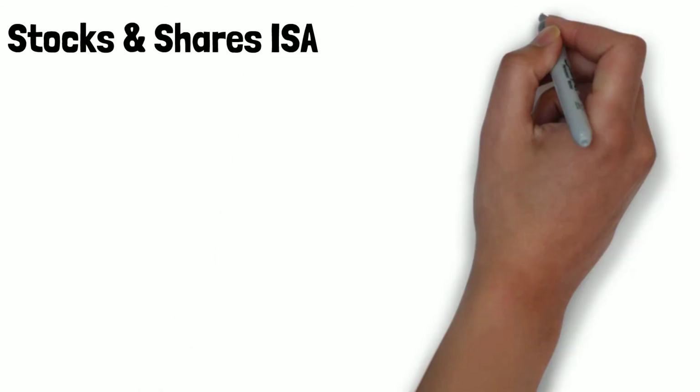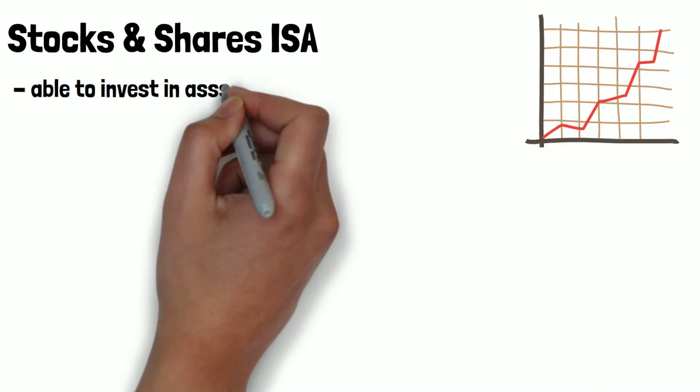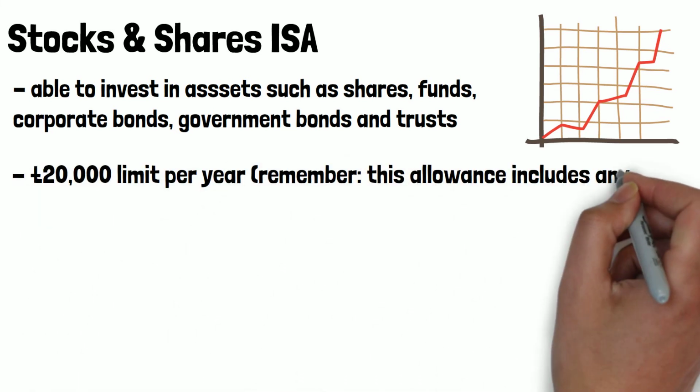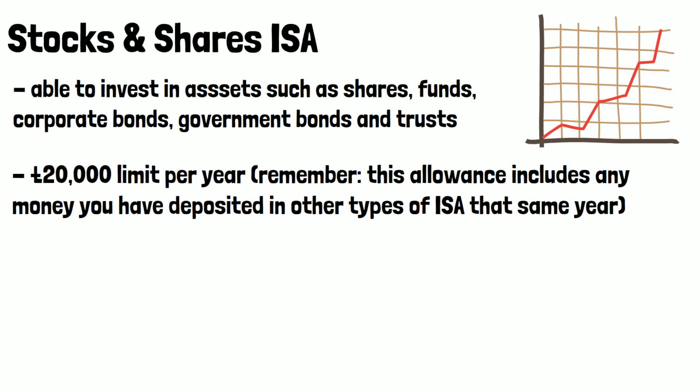Stocks and shares ISA. In this, you are able to invest in assets such as shares, funds, corporate bonds, government bonds and trusts. There is a £20,000 limit, but remember that this allowance includes any money you have already deposited in other types of ISA that same year.